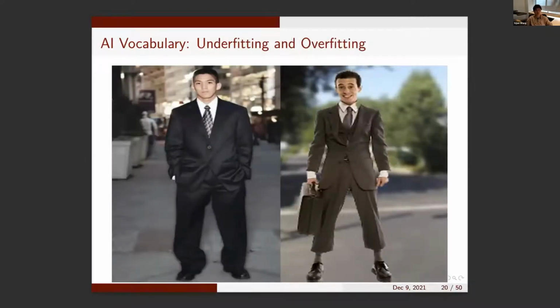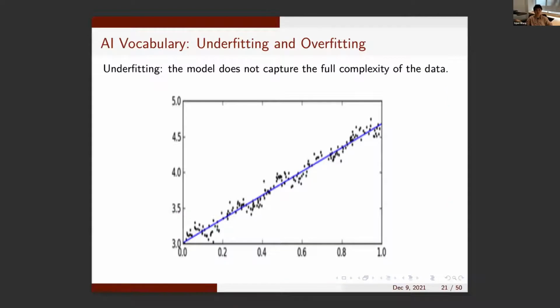The next vocabulary is underfitting and overfitting for models. Underfitting means that the model doesn't capture the full complexity of data. Here is an example. Suppose data has this kind of up and down trend, but if we just use a simple line to capture the trend, then it is underfitting. It doesn't capture the variation in the data.